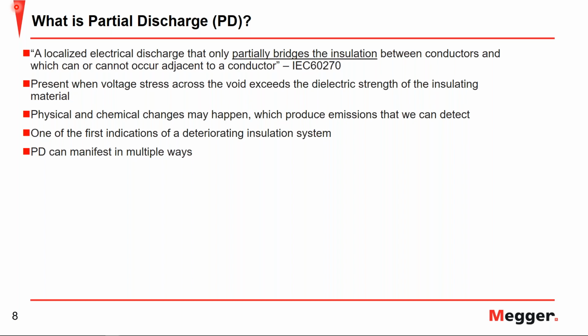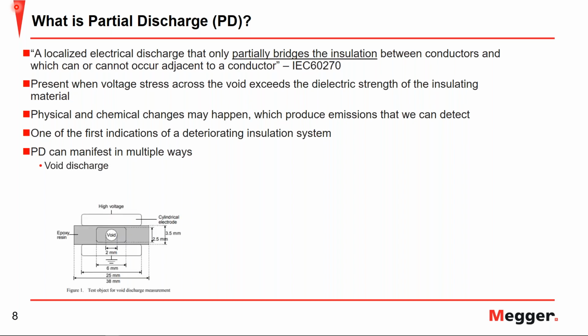When we talk about partial discharge, there are several different ways that it can manifest. Here we have a simple example of a void discharge, in which we have our epoxy resin insulation and a void within that insulation. The dielectric strength within this void, because it is filled with air, is likely going to be very different from the epoxy resin, typically much lower. So you're going to have a concentrated electric field in this void area, and if it exceeds the dielectric strength of that void, you would have partial discharges taking place within it.